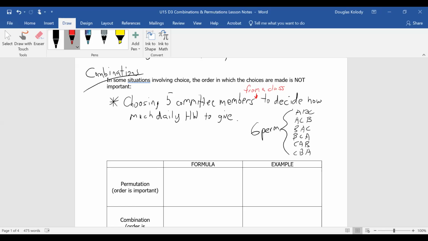However, because they are all the same 3 letters, it's the same combination of 3 letters no matter what order they are in. So because I'm only using A and B and C and not any other letters, there's only one combination of those 3 letters because the order is not important. Ladies and gentlemen, that is probably the quickest way I can describe for you the difference between a permutation and a combination. Change the order, get a new permutation. As long as they are the same objects, it doesn't matter what order they're in, it's the same combination of objects.